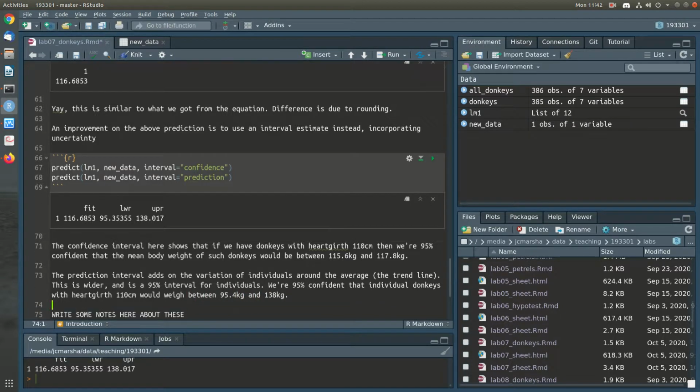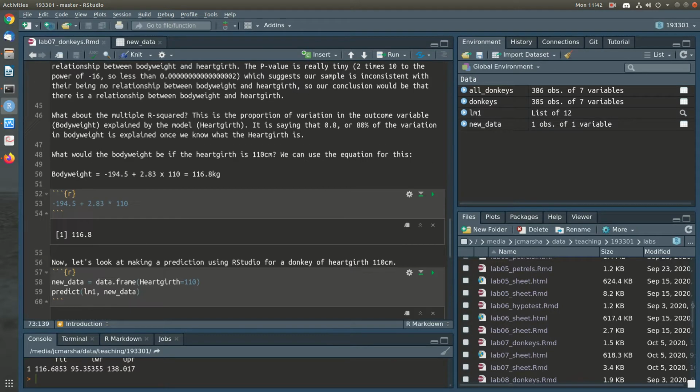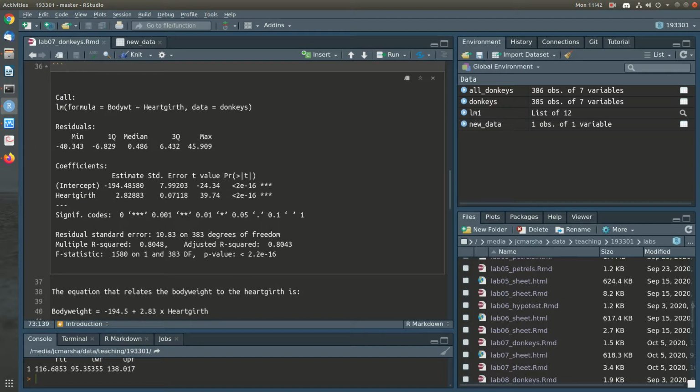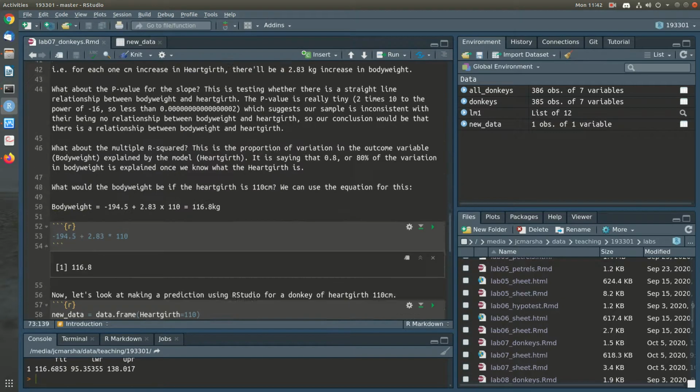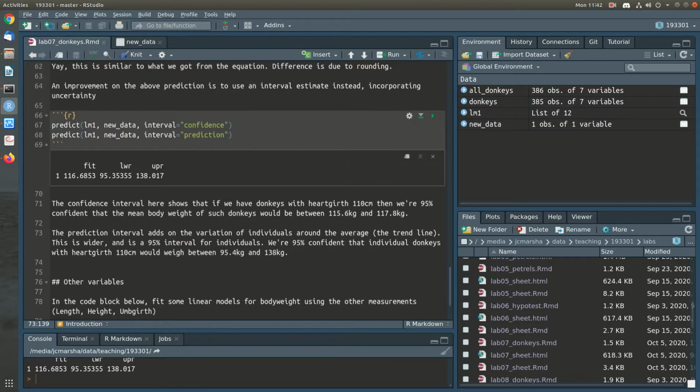Okay, so that's a much broader range, right? Which makes sense because we're doing a prediction for individual weight, and we know that individual donkeys differ quite a lot, right? Our model doesn't explain everything. It only explains 80% of the variation, right? So the location of the line explains 80% of the variation, but there's an additional 20% of the variation left over, which is incorporated into the variation of individuals about the average.